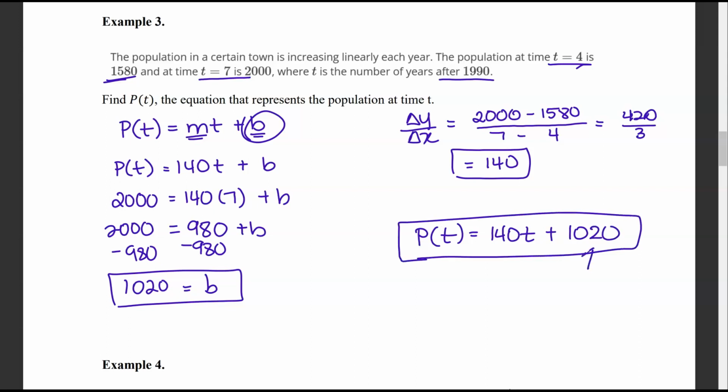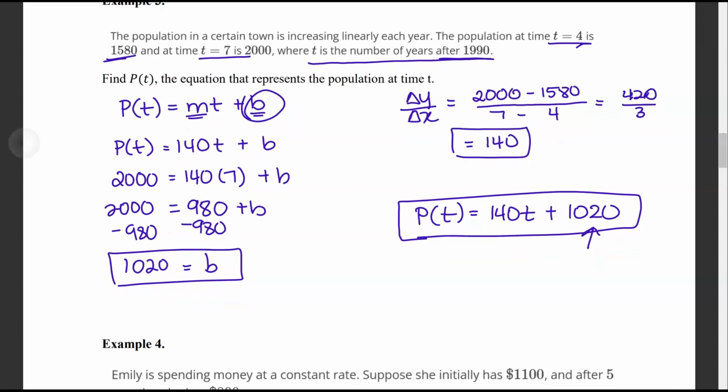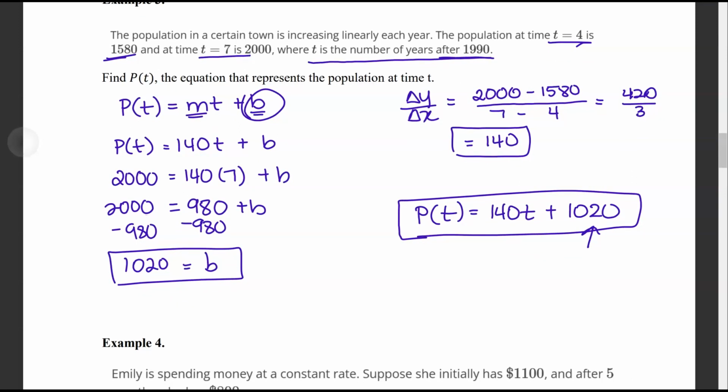So this is telling us this 1,020, this is the population in the year 1990. Okay, so it's always important to note what t represents. So it's the years after 1990. So 1,020 would be the population in 1990.